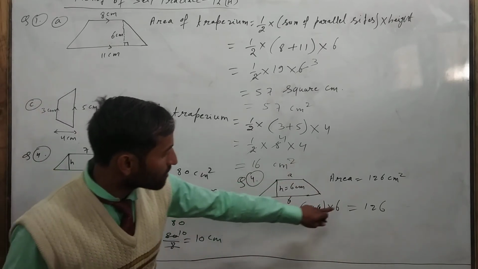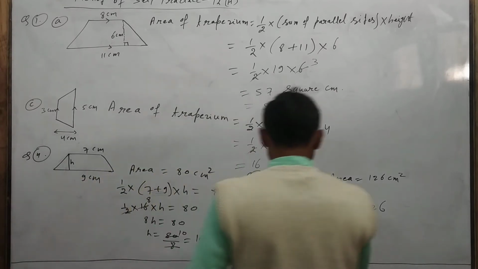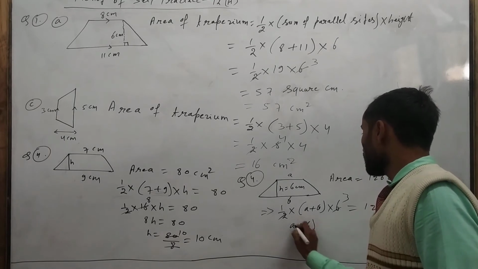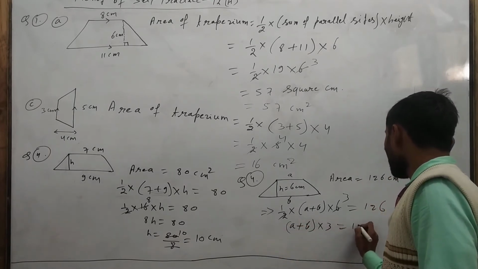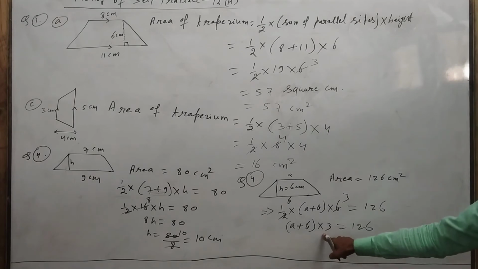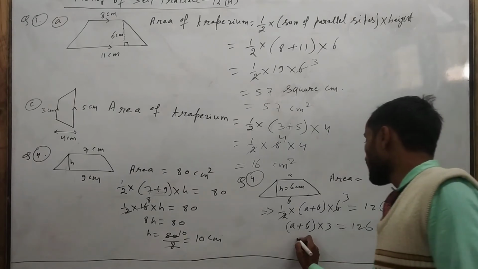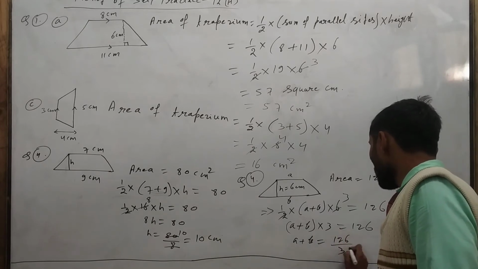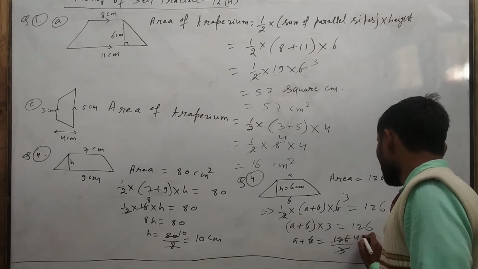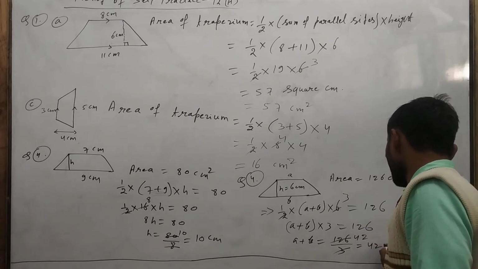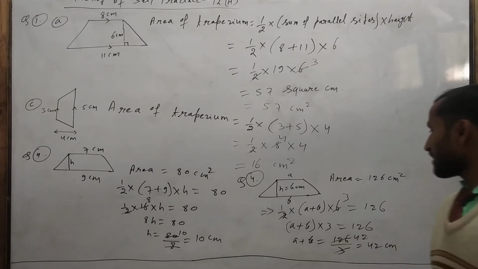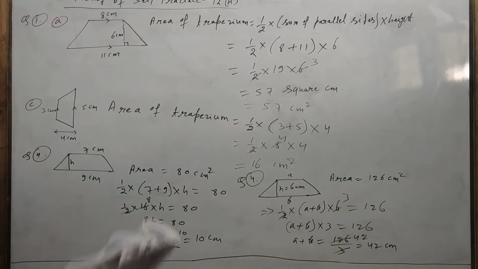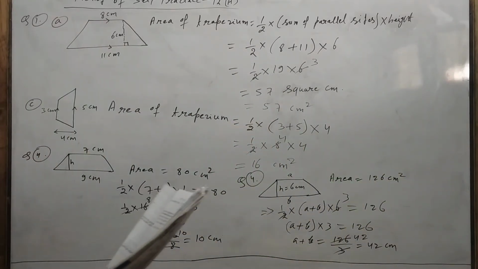First of all, just cancel out this 2 and 6, then it will come 3. It means A plus B multiplied by 3 is equal to 126. Now this 3 multiplier will go into the division. So finally A plus B is equal to 126 upon 3. Now we will cancel out 4 and 2. It means 42 centimeter. So the sum of parallel sides is equal to 42 centimeter. This is the final answer. Now question number 5, just try yourself.